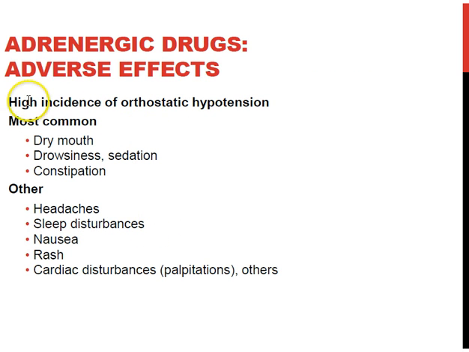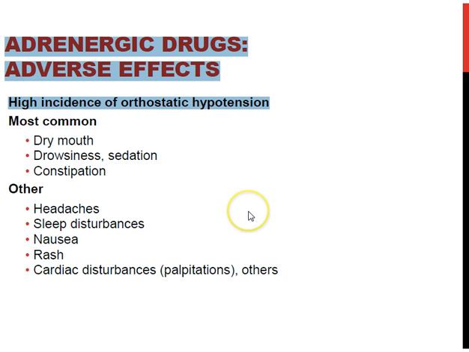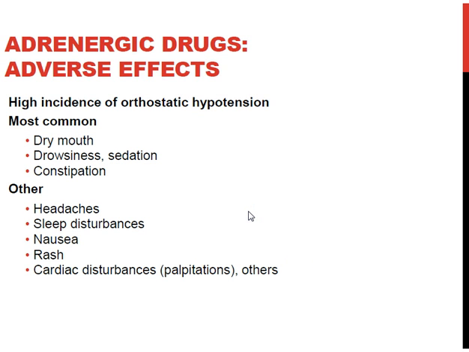So all the adrenergic drugs, whether they're an alpha agonist or a beta antagonist or blocker, can cause a high incidence of orthostatic hypotension. So it's a balancing game, right? You're trying to treat their hypertension, but you don't want their blood pressure to be too low. So all those symptoms that might be associated with that, we can see at times.